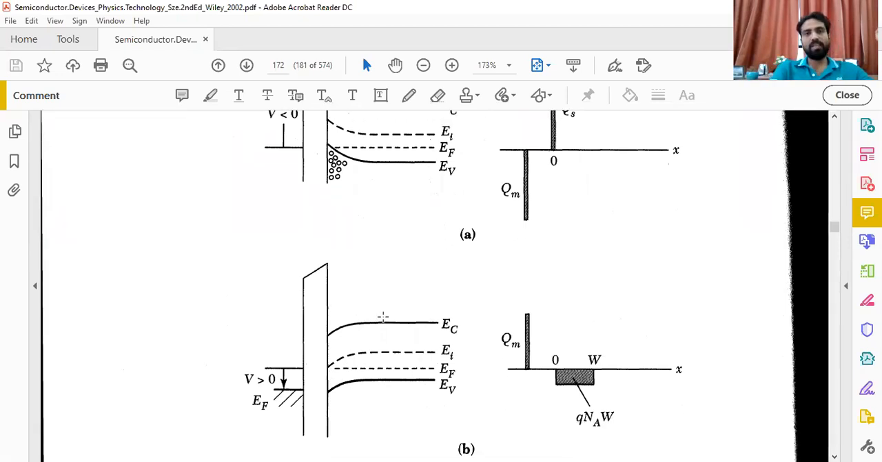This is exactly V less than 0 and V greater than 0. And the first diagram we made is V equals 0.